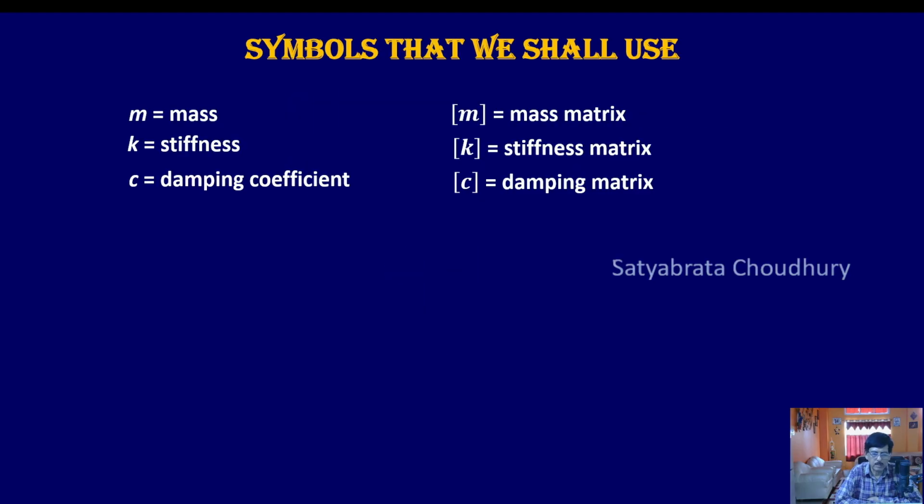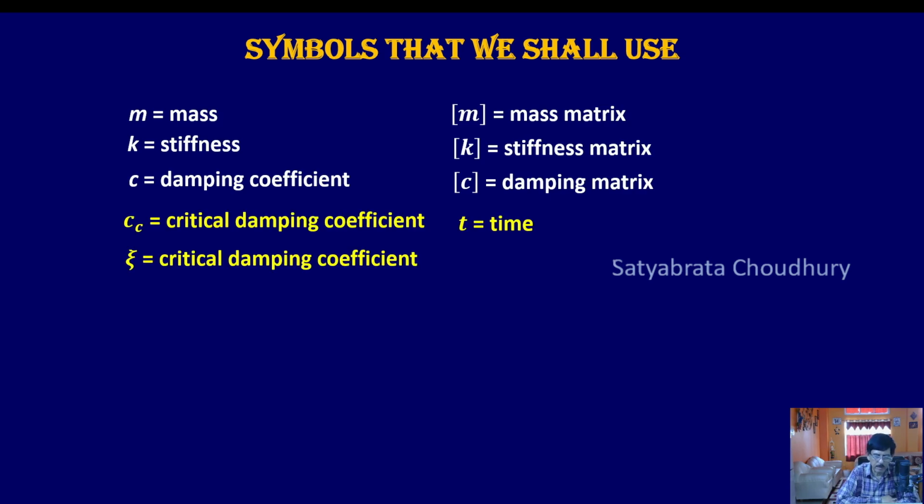Let us study the symbols that we shall be using in these videos. M equal to mass of the system, K is stiffness, C is damping coefficient. And you can have the corresponding matrix forms of this: mass matrix, stiffness matrix and damping matrix. Cc is the critical damping coefficient, t equal to time, ξ equal to critical damping ratio.